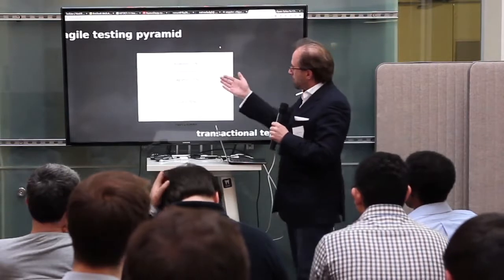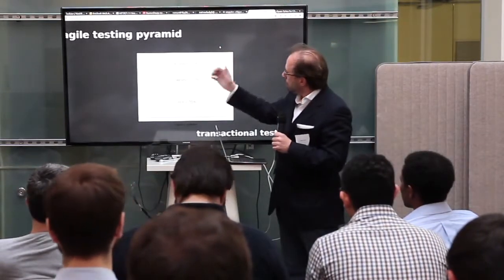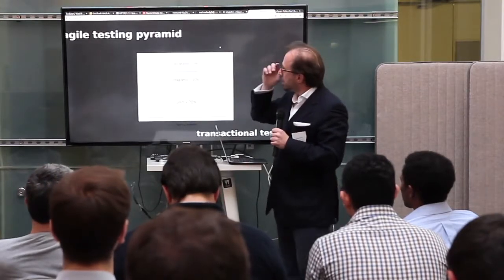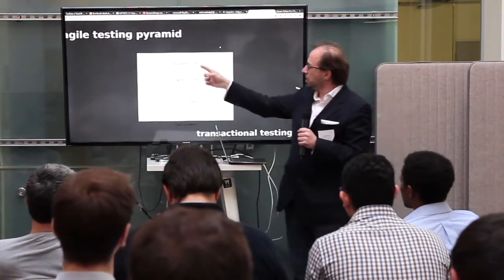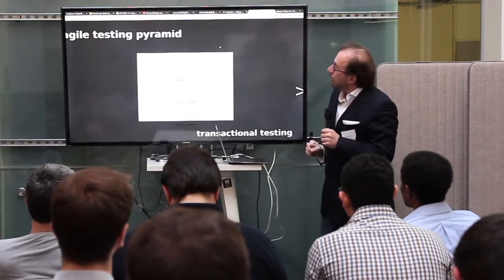So here's the agile test pyramid. I hope you can all see that. You were just referring to this. Unit tests on the bottom, integration tests in the middle, acceptance tests. This particular diagram seems to have allocated strange percentages. I bet there's no evidence for that.